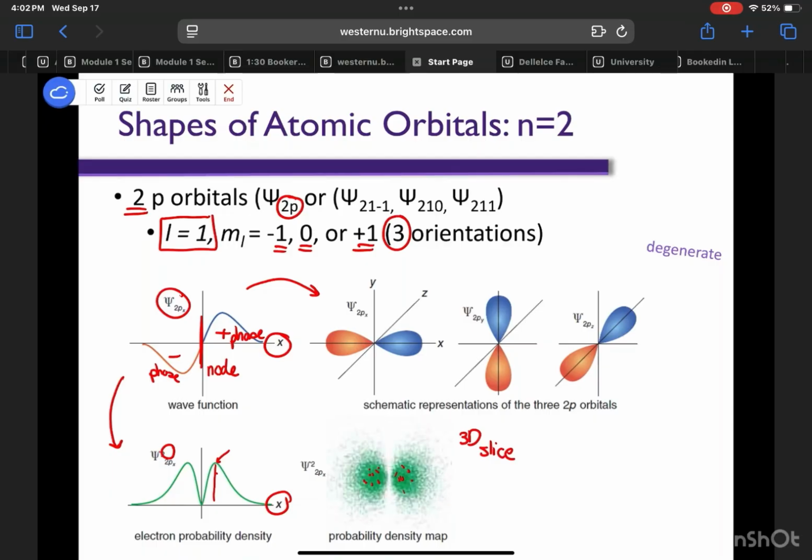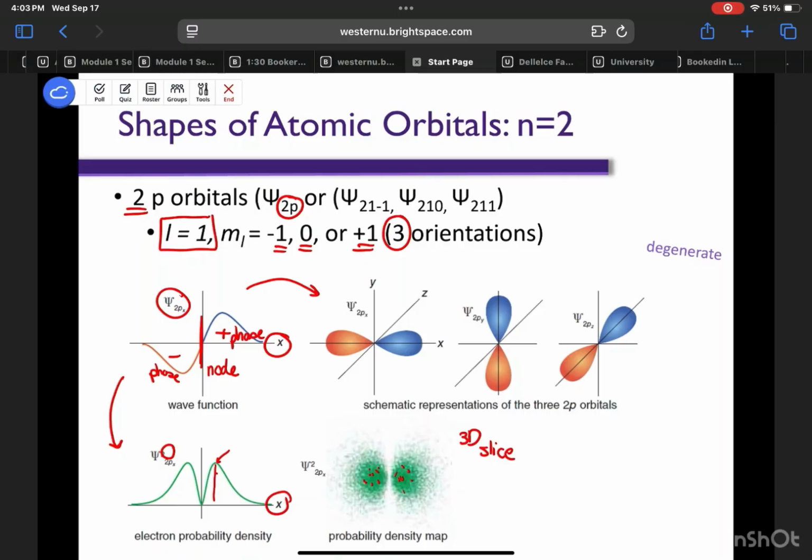So we have 3 orientations. The first is the px orbital. So I'm going to say my arm is the x-axis and the px orbital lies directly along the x-axis. The py orbital lies along the y-axis, so straight up and down. And then the pz orbital lies along the z-axis pointing straight towards you. All of these exist at the same time.